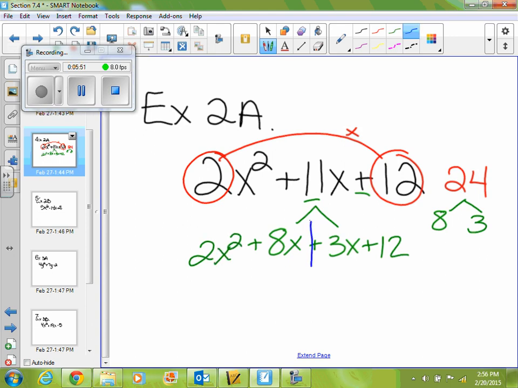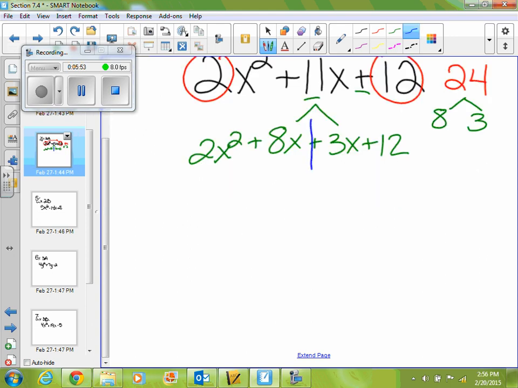Perfect. Split it down the middle. What goes into 2 and 8? 2. What's my smallest exponent? X. 2x squared divided by 2x is 1x. 8x divided by 2x is 4.